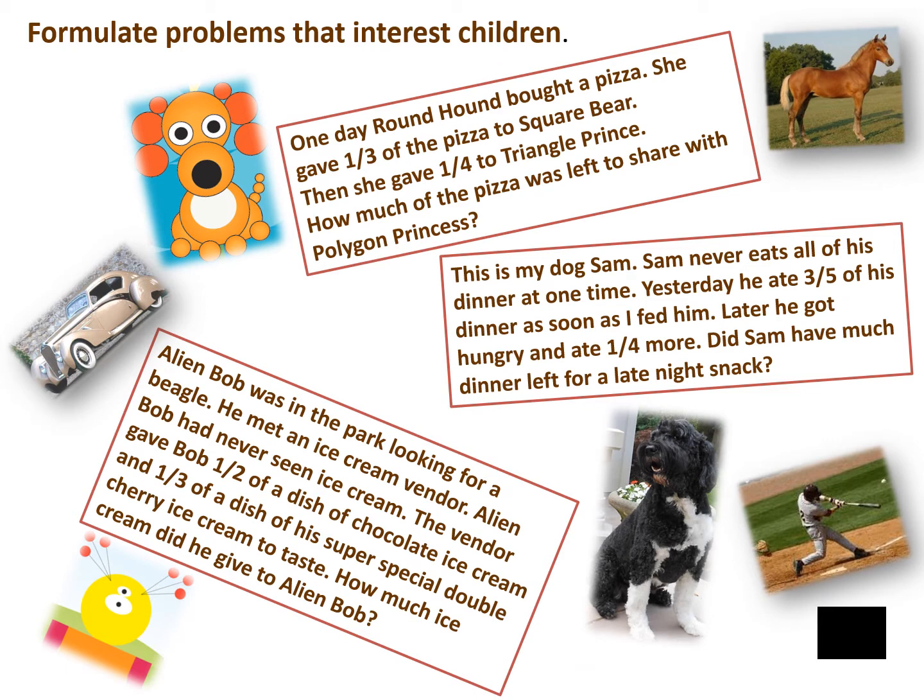This standard, though, stresses word problems, and it's our job to try to create word problems based on things that really interest children. Characters from stories they're reading, plots of current movies, sports cars. In this slide, Roundhound orders pizza. A pet saves some of his dinner for a late-night snack, and Alien Bob learns about ice cream. It's always our job to make math fun.